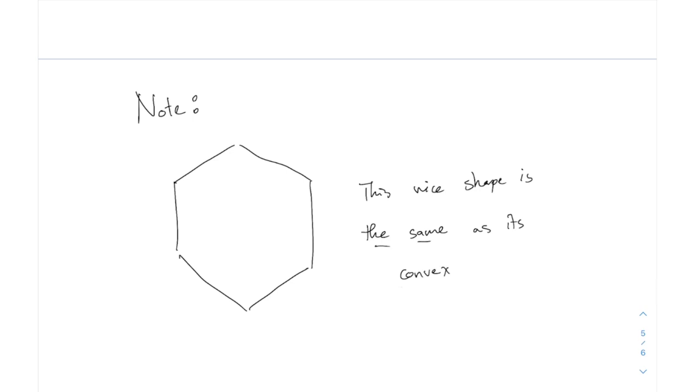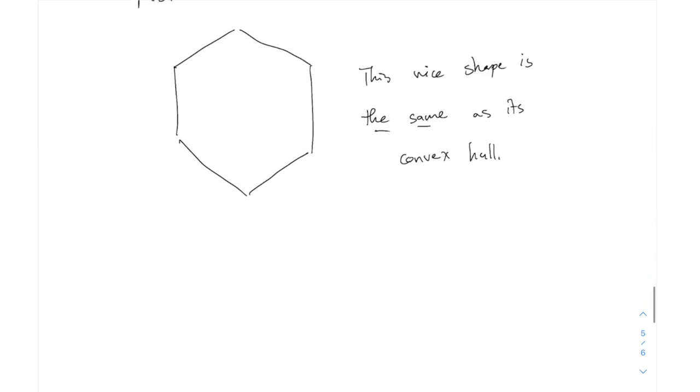And you saw this a few times on your paper. Some of those shapes, the nice looking ones, are already the same as the convex hull, right? This nice shape is the same as its convex hull. A nice but slightly wiggly shape, something like this maybe, is not the same as the convex hull. To get the convex hull, I would have to add in a few little bits here to tidy up the wiggles. I'd have to fill that stuff in.